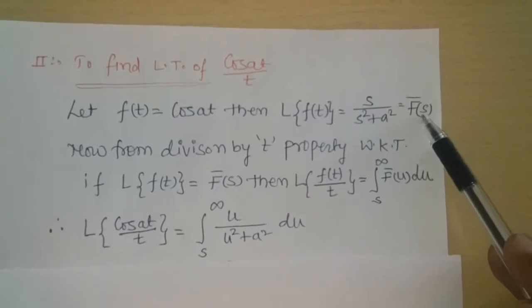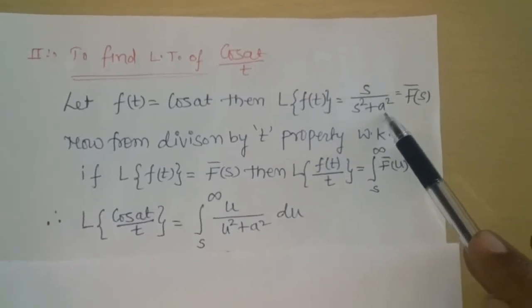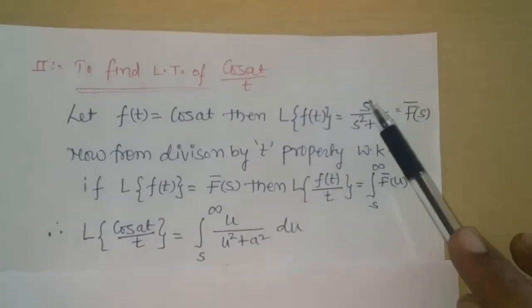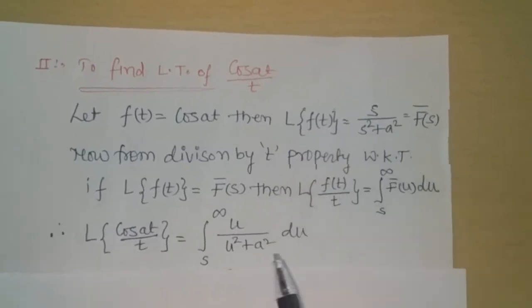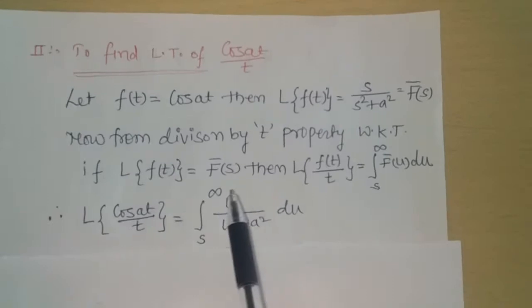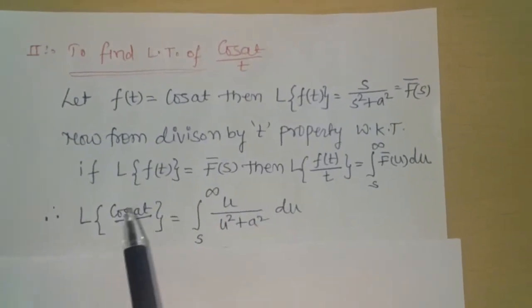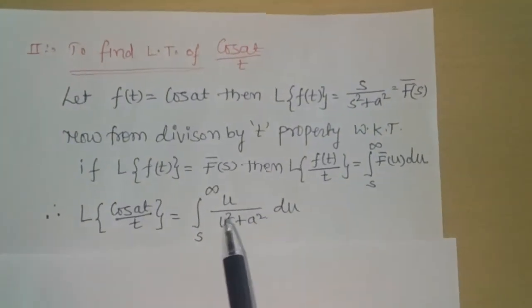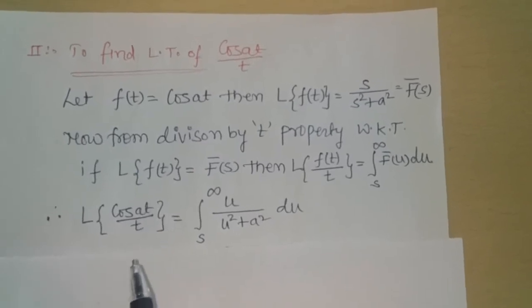F bar(s) is what? s upon s square plus a square. So f bar(u) is what? u upon u square plus a square, du. So here we apply the division property of Laplace transform to find the Laplace transform of cos at by t.